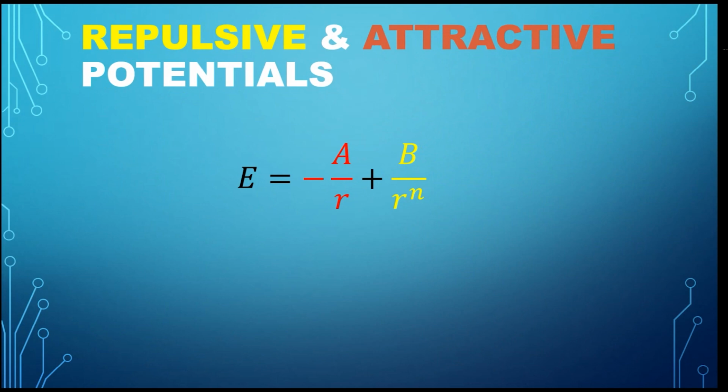attractive potential. To make it clear, we here use the red color to mark the attractive potential and the yellow color to mark the repulsive potential. As you can see, the attractive potential, minus A divided by R, is negative, which increases slowly with the interatomic distance R. The repulsive potential, B divided by R to the nth, is positive, which decreases rapidly with the interatomic distance. The interatomic distance R is the only variable here, and there are three parameters, A, B and n, which change with the atom species.